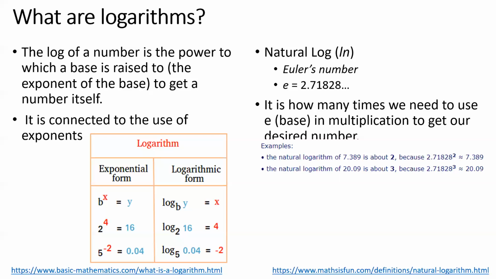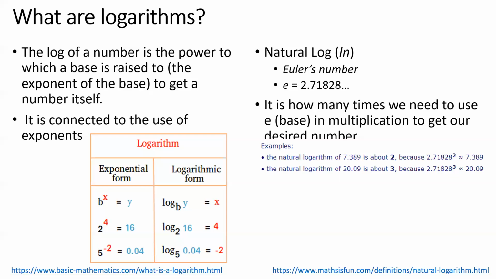So just getting your head around that. 2 to the 4th power is 16, so the log base 2 of 16 is 4. So it's how many times you have to multiply 2 to get to 16. Right, or how many times you need to multiply 4 by itself to get to 16, excuse me.